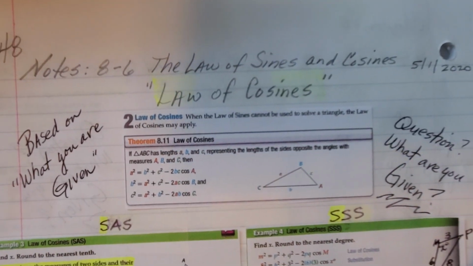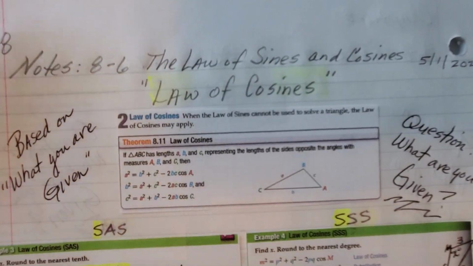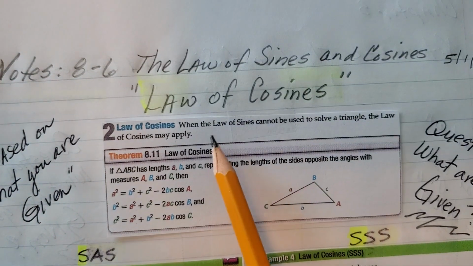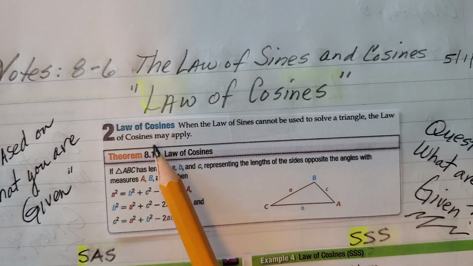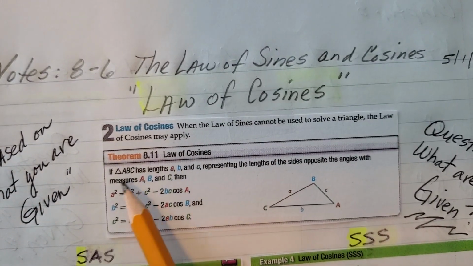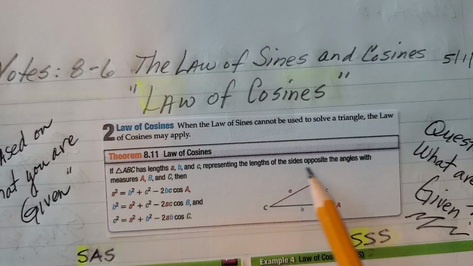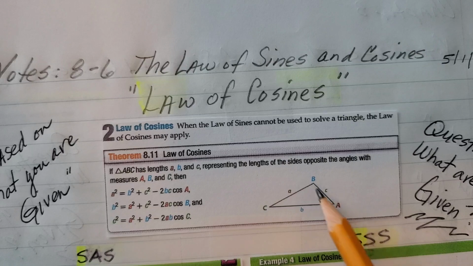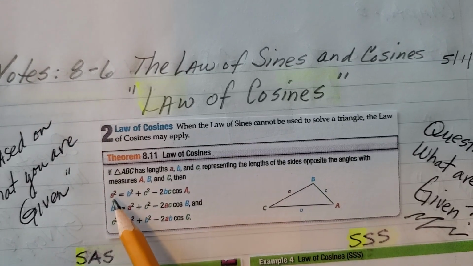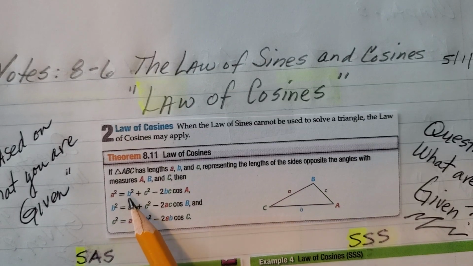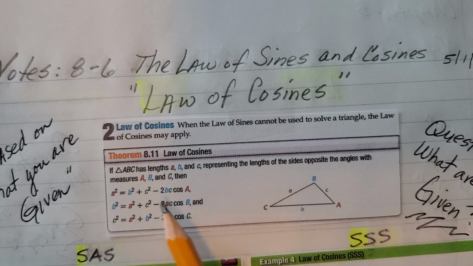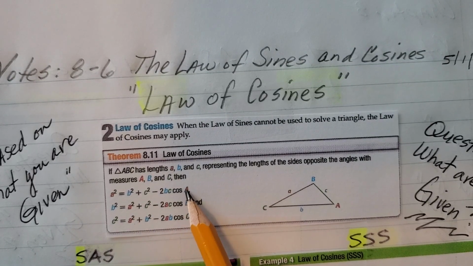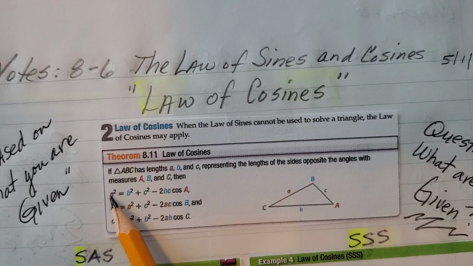Now the law of cosines states, I'll move in a little bit, that when the law of sines cannot be used to solve a triangle, the law of cosines may apply. Now, the law of cosines says in a triangle you have lengths a, b, and c representing the sides opposite the angles with measures A, B, and C. Same thing. But now the way you write this is a squared equals b squared plus c squared minus 2, and now you see the b and the c go together here, times the cosine of the angle that you're trying, or the side you're trying to find.